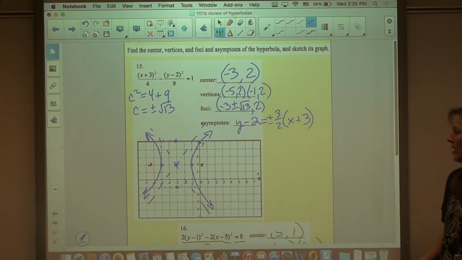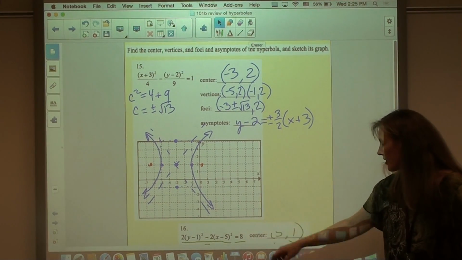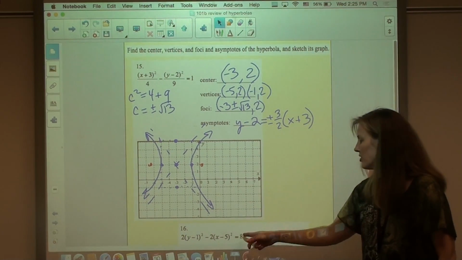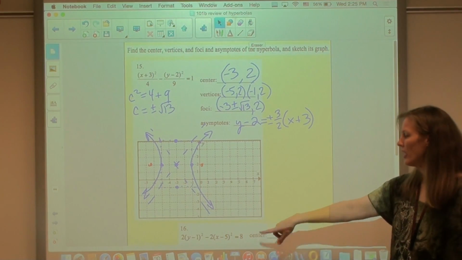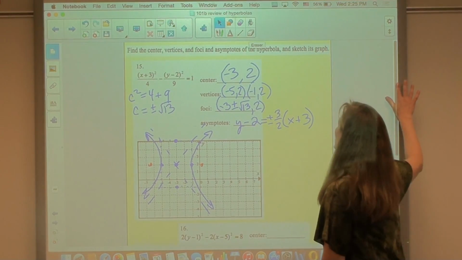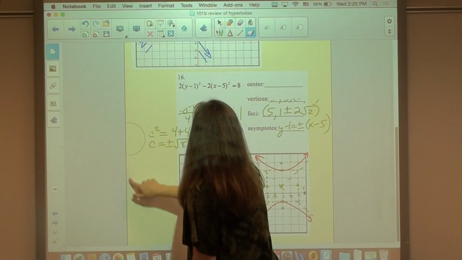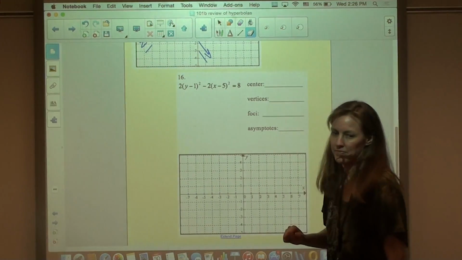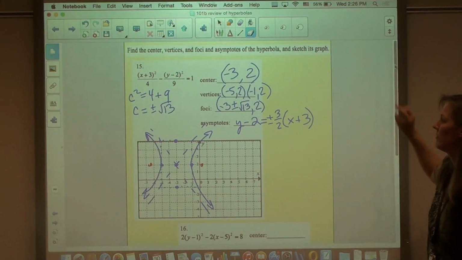Okay, good. So, for the next one, before we start, what are you going to have to do first? Divide by 8. You're going to have to divide everything by 8, right? Reduce the fractions. So go ahead and try number 16. On your own, see how you do. I'm going to erase it. And I'll leave 15 up in case you want to look at it.